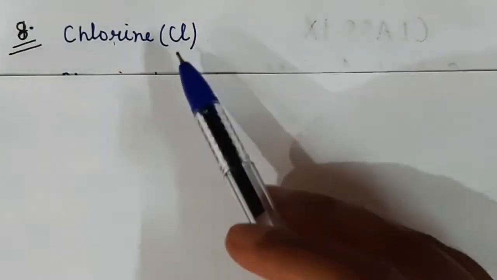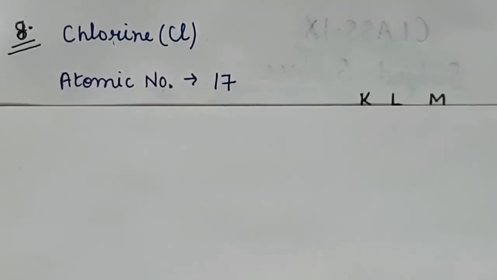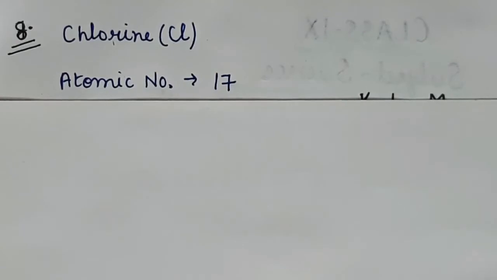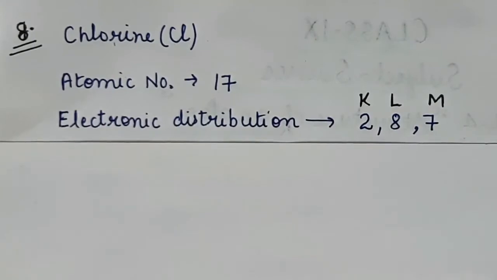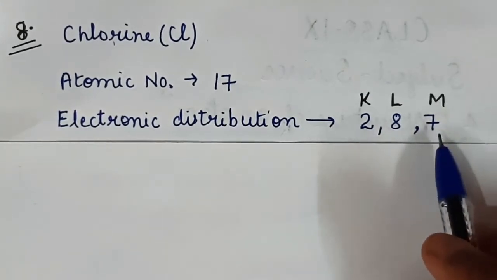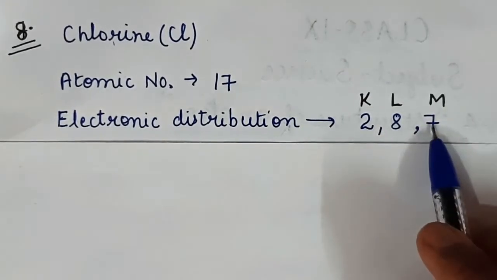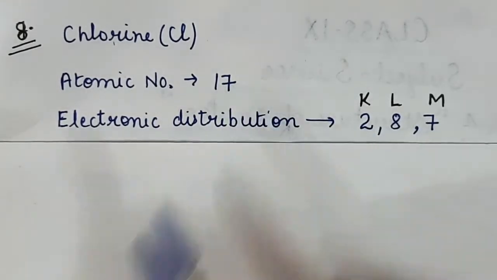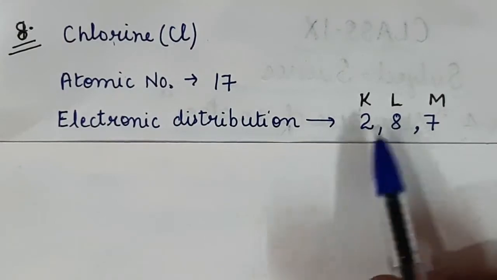Coming to question number 8. Write down the electronic distribution of chlorine. What is chlorine? The symbol is capital C, small l. So you have to write the electronic distribution. For this, we should know the atomic number of chlorine. So what is the atomic number? The atomic number of chlorine is 17. So write down the electronic distribution now. In the K shell, that is first shell, it will be 2. In the second shell, it will be 8. And in the third shell, it will be 7. So 2, 8, 7. You can add them. You will get total 17. So this is the electronic distribution of chlorine.